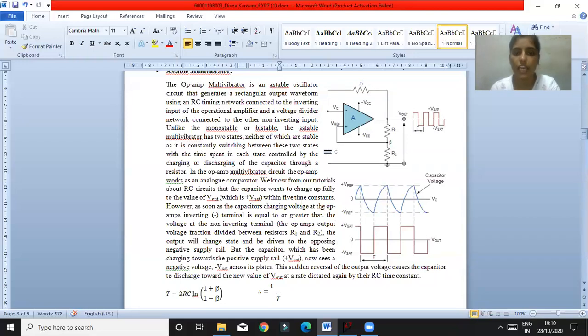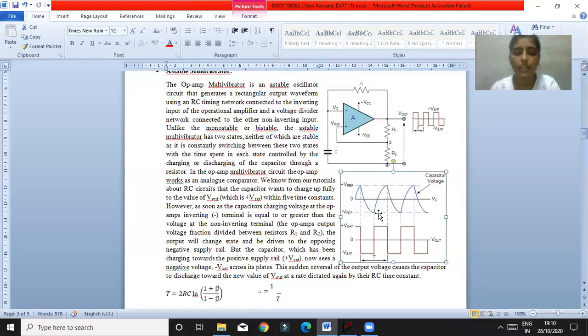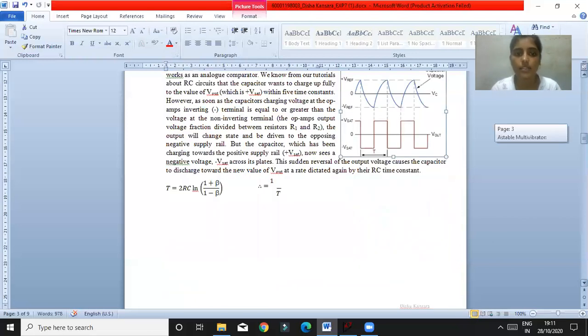However, as soon as the capacitor charging voltage at the op-amp inverting terminal is equal to or greater than the voltage at the non-inverting terminal, which is the fraction divided between the resistors R1 and R2, the output changes state and is driven to the opposing negative supply rail. The capacitor, which has been charging towards the positive supply plus Vsat, now sees the negative voltage minus Vsat across its plates, and this sudden reversal of the output voltage causes the capacitor to discharge towards the new value of Vout at the rate dictated again by the RC time constant. So this is the short information about the astable multivibrator.